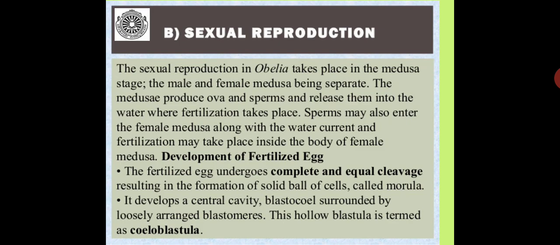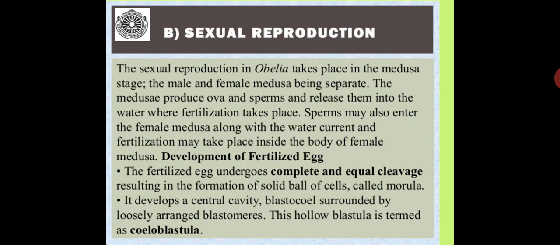Sexual reproduction. The sexual reproduction in Obelia takes place in the medusa stage, the male and female medusa being separate. The medusae produce ova and sperms and release them into the water where fertilization takes place. So fertilization is external. Sperms may also enter the female medusae along with the water current, and fertilization may also take place inside the body of female medusae. So sometimes it is internal also.